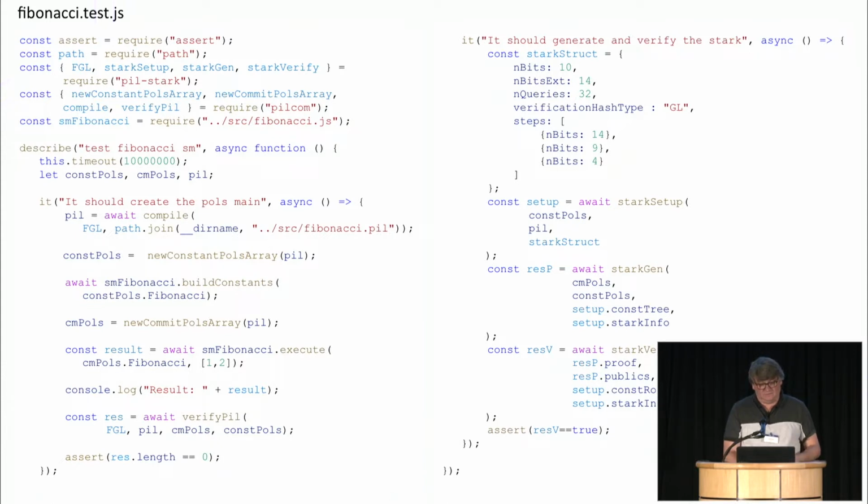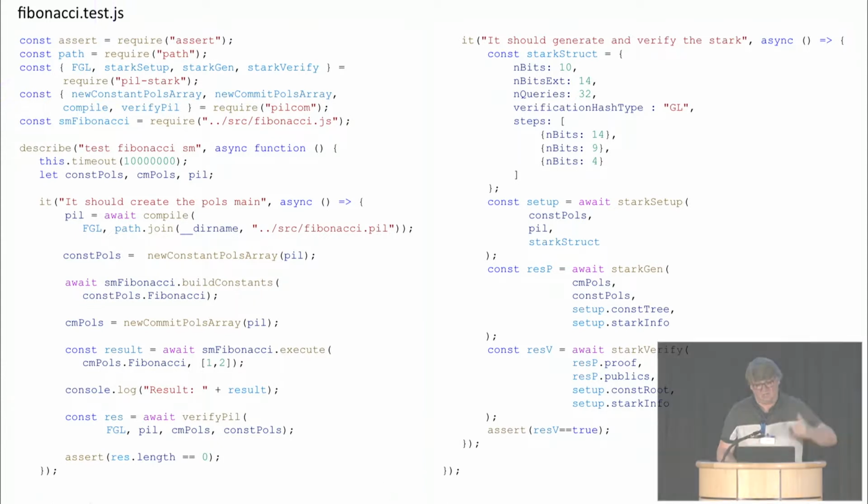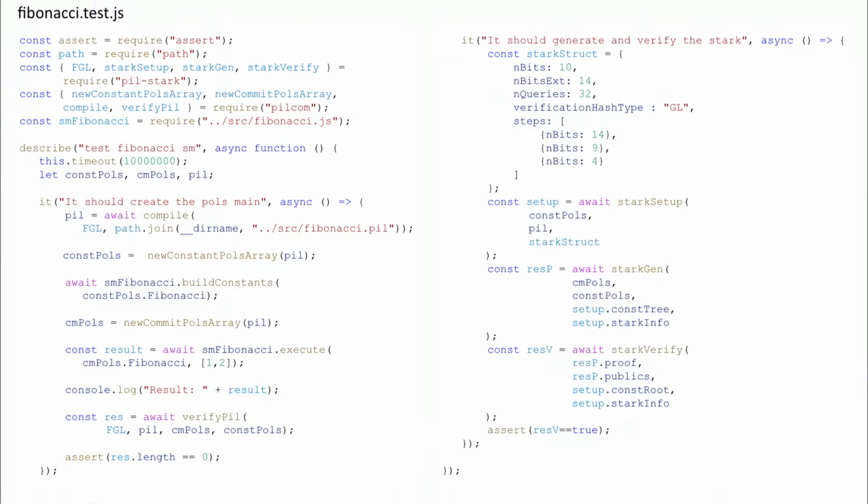Actually, on the left side, we are just calling the normal construction of the precomputed polynomials. We are calling the execution for a specific case. And on the right side, with PILCOM and PILSTARK, we can automatically generate a STARK, a proof of STARK that generates that. So we generate the setup phase, the STARK generation, the proof generation part, and the verifier. So that's the only thing that we need.